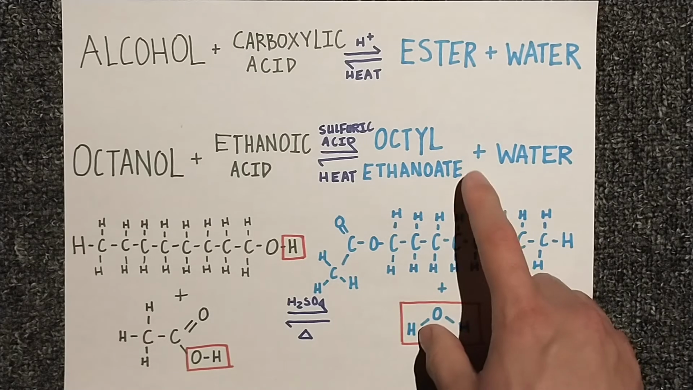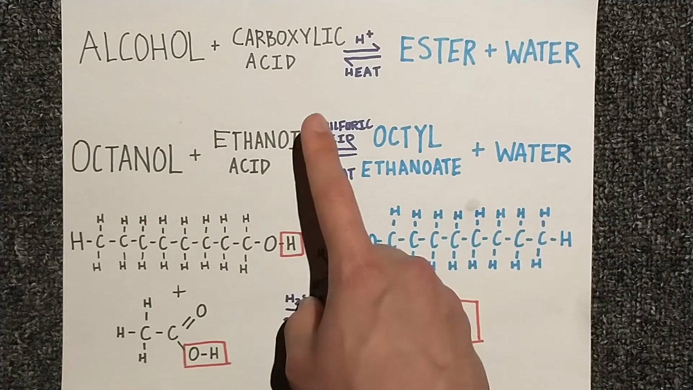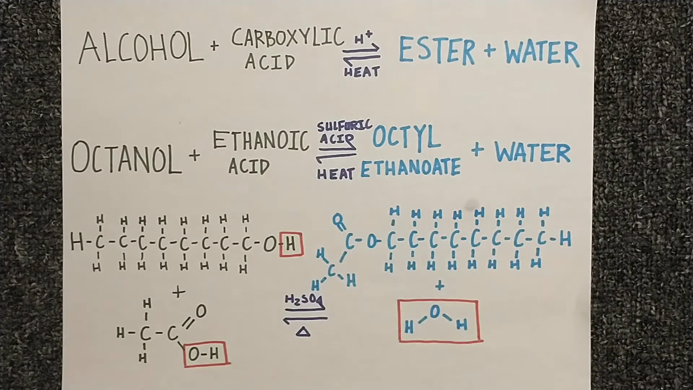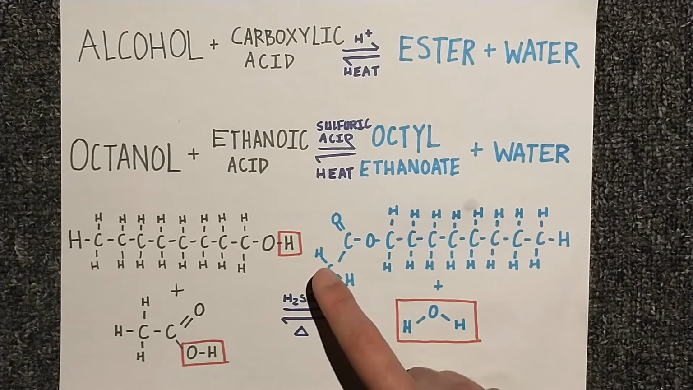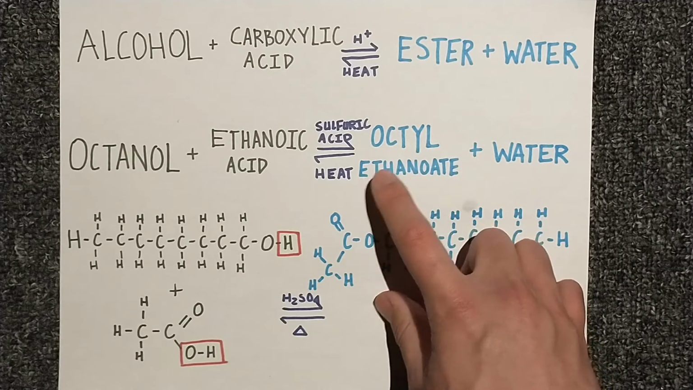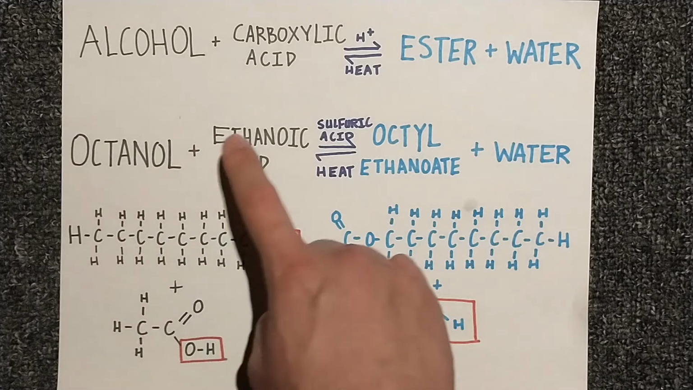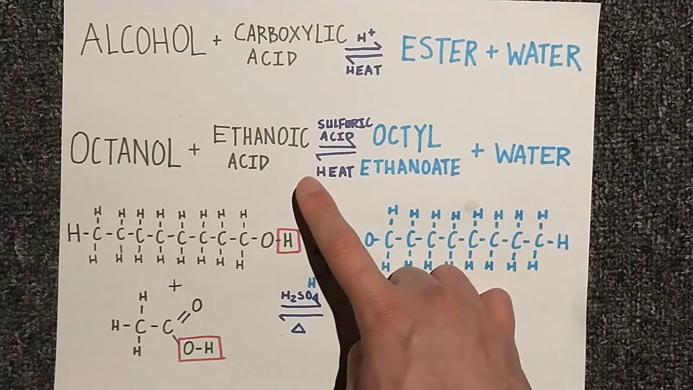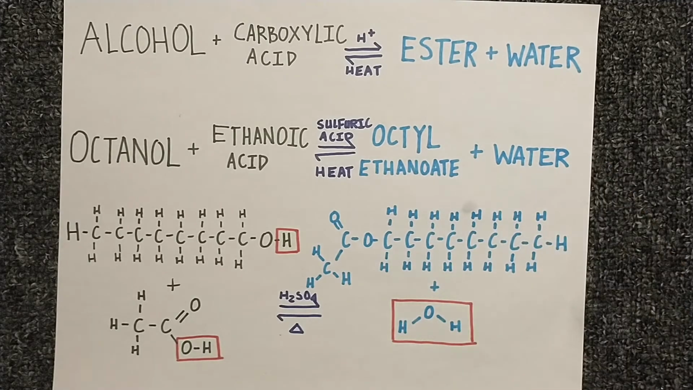Together, they form an ester. And esters are similar to a carboxylic acid, except that the hydrogen in the carboxyl group is replaced with an alkyl group, and their names end in -ate. So for example, this ester is called octyl ethanoate. Octanol and ethanoic acid combine to form octyl ethanoate and water.